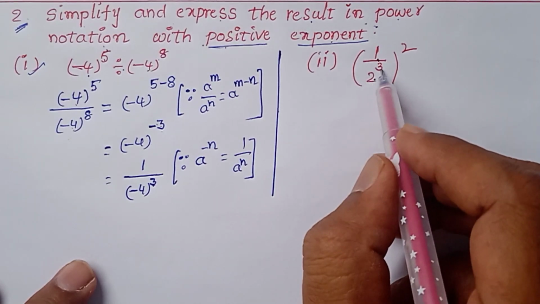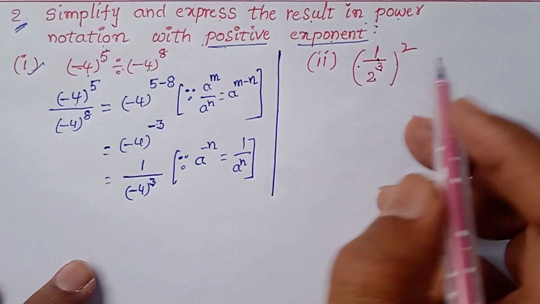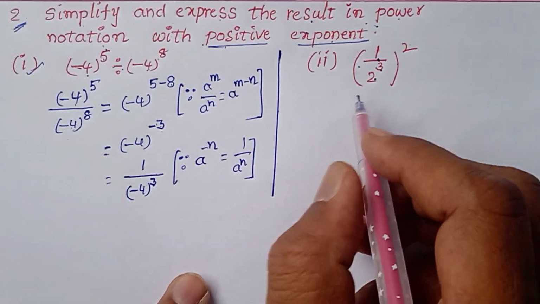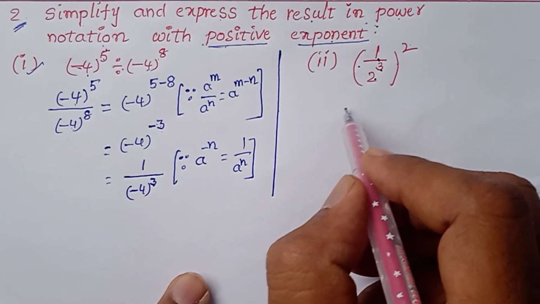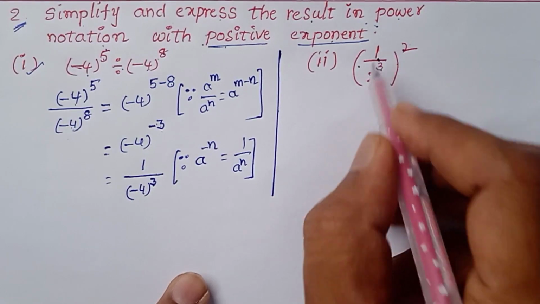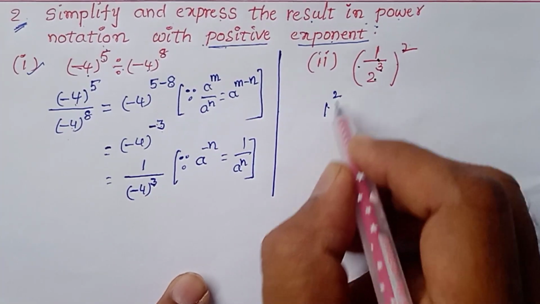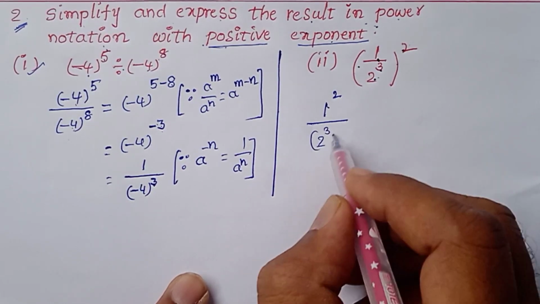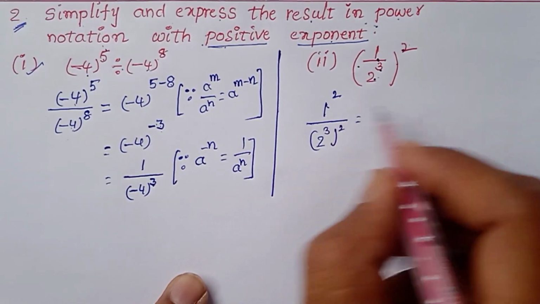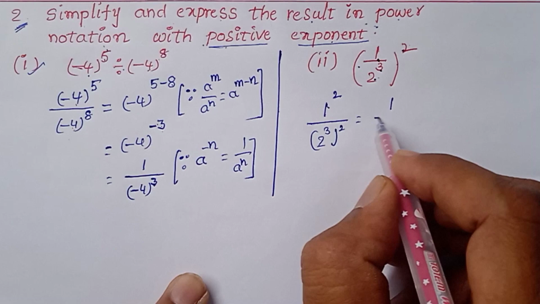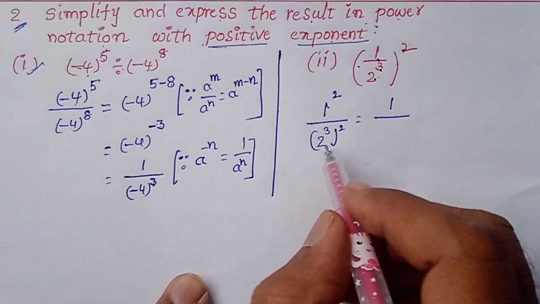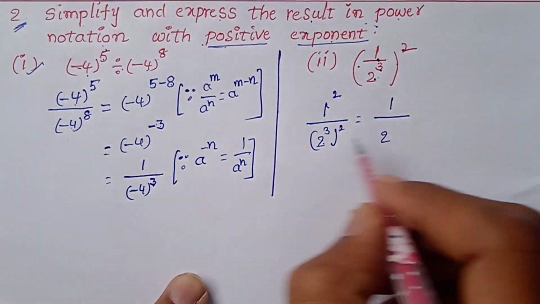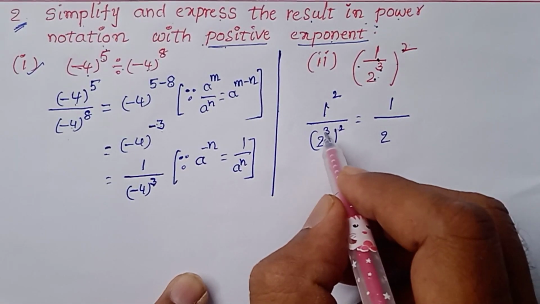1 by 2 cube whole square. So, let us simplify this. Look, here we can write the name by applying the power. This will be 1 square by 2 cube whole square. So 1 square is nothing but 1 by 2 cubed whole square. So here we multiply these two powers.